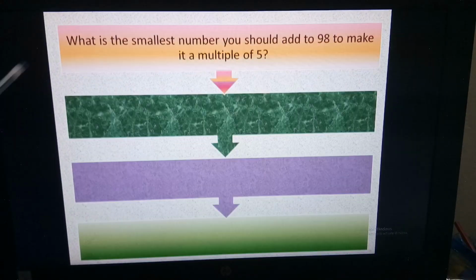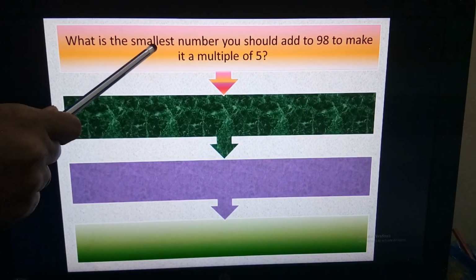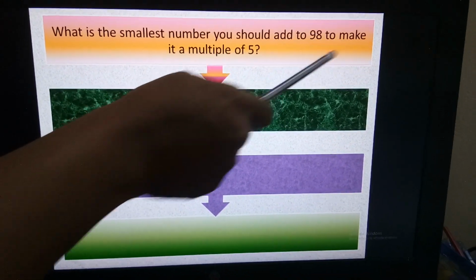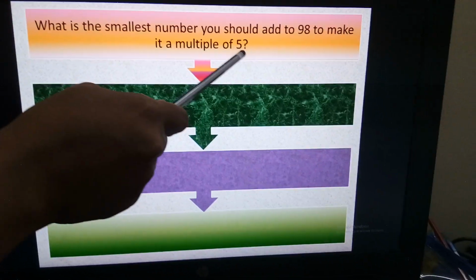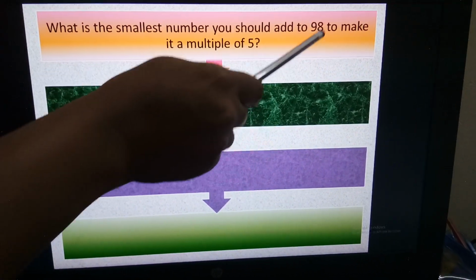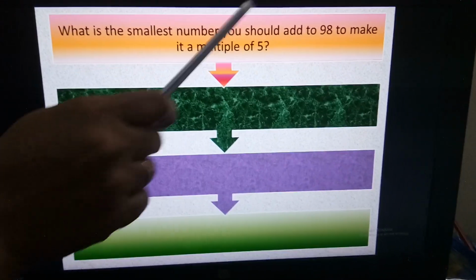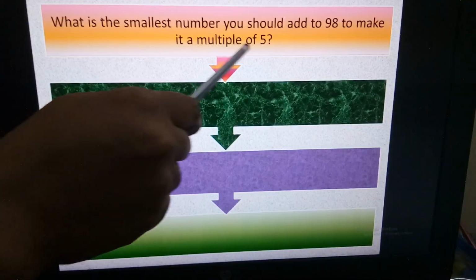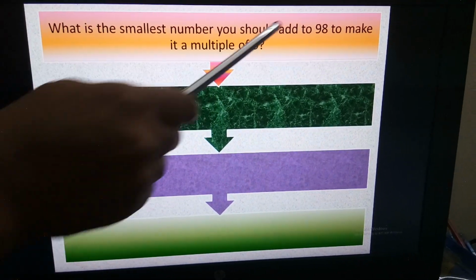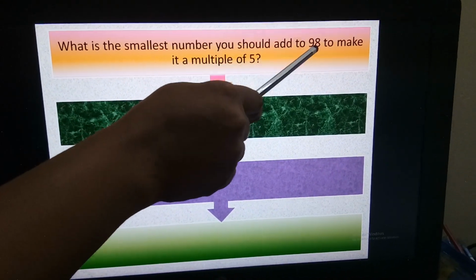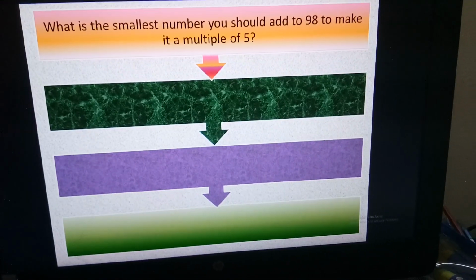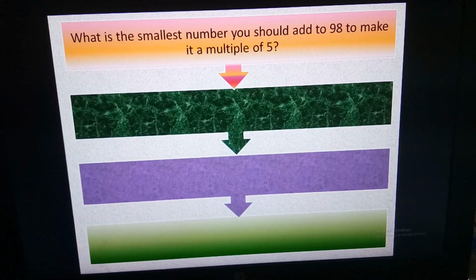So let's start. The first question is, what is the smallest number you should add to 98 to make it a multiple of 5? It means it's clearly told 98 is not divisible by 5 and we want to make 98 a multiple of 5. That is, we should add some number with 98 and that particular number should be divisible by 5. Then only we can say it is a multiple of 5.